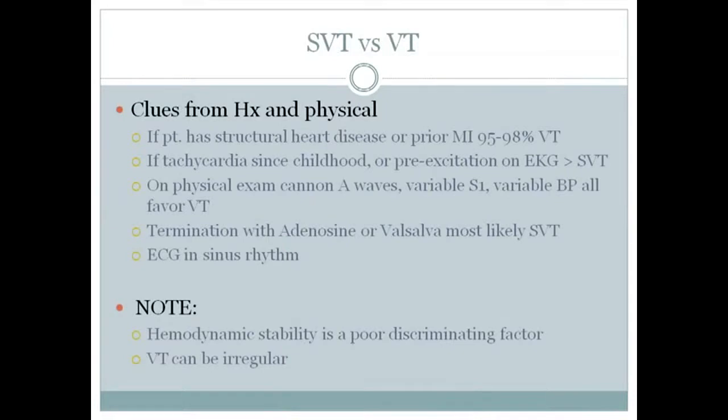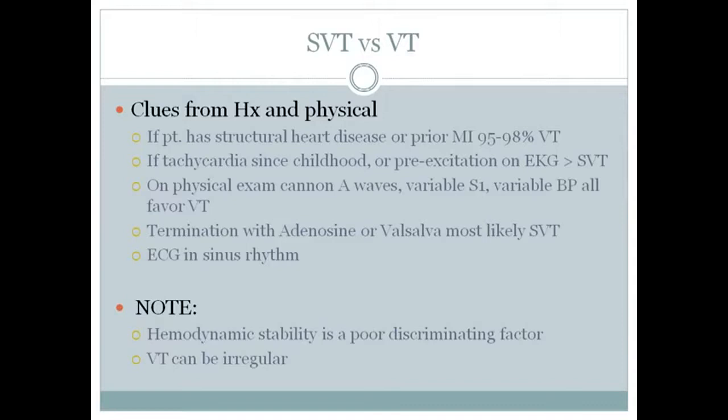Clues for SVT versus VT, clinical clues. If you have structural heart disease, that's VTAC. The patient has a history of MI, non-ischemic cardiomyopathy, valvular disease, whatever in the heart, that's VTAC until proven otherwise. If the patient has had tachycardia since childhood or has pre-excitation in the EKG, clearly we know about it, we can suspect supraventricular tachycardia. If you see signs of AV desynchrony on physical examination, cannon A waves, variable S1s, that's VT until proven otherwise. Cannon A waves is basically your atrium contracting against a closed valve.